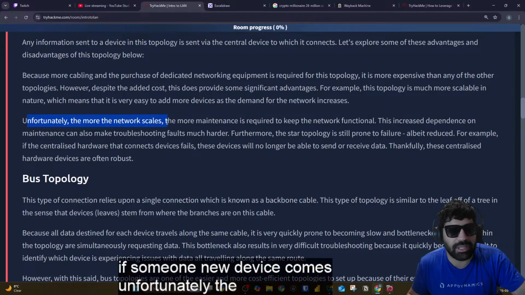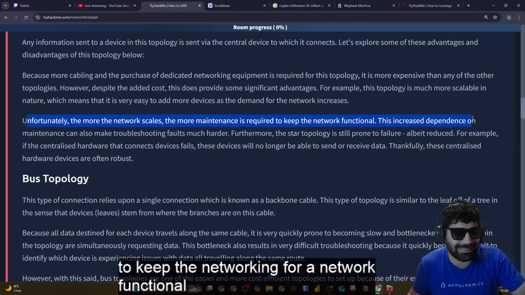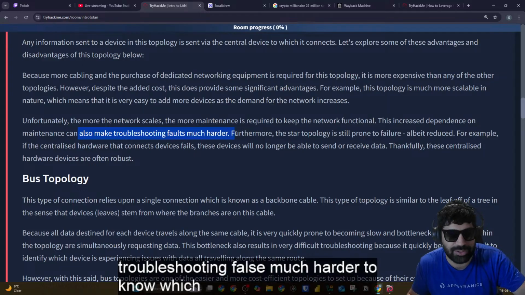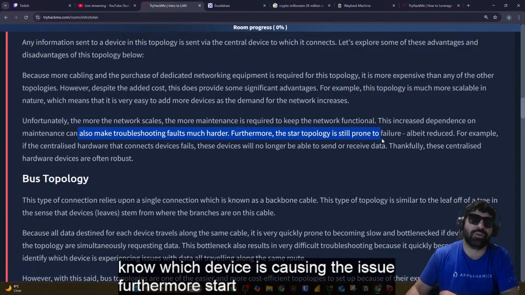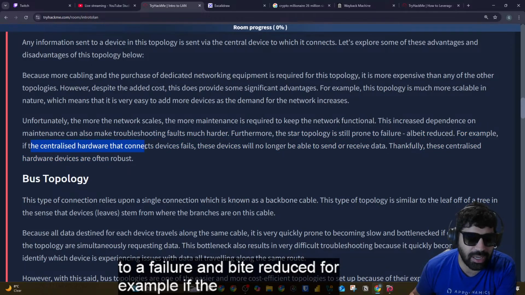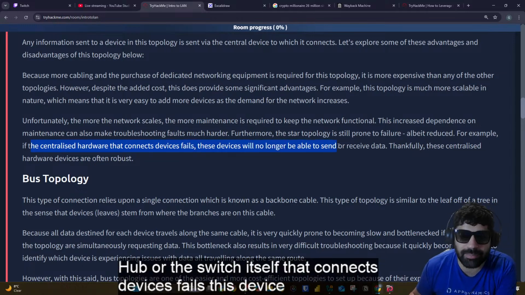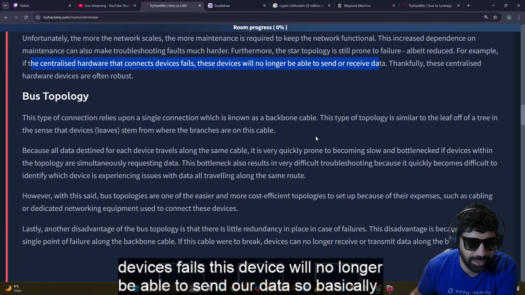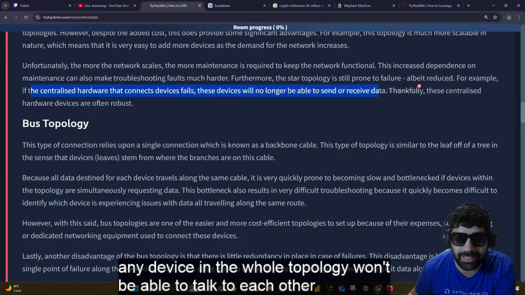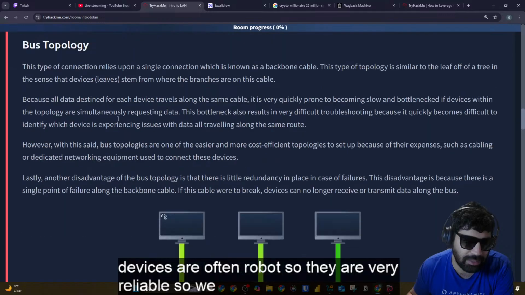Unfortunately, the more network cables, the more maintenance is required to keep the network functional. This increases dependency on maintenance and can also make troubleshooting faults much harder, to know which device is causing the issue. Furthermore, a star topology is still prone to failure, albeit reduced. For example, if the centralized hardware, the hub or the switch itself that connects devices, fails, the devices will no longer be able to send data. So basically, any device in the whole topology won't be able to talk to each other. Thankfully, these centralized hardware devices are often robust and very reliable, so we don't have to worry anymore.